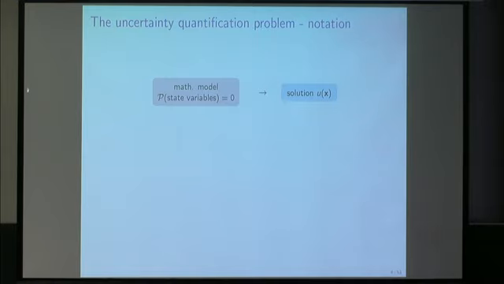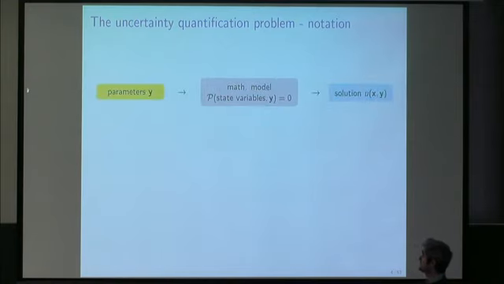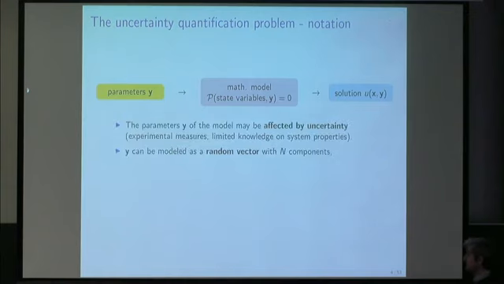throughout my slides, the mathematical model is an equation P equals 0, and the solution is U, and X are spatial variables, so the spatial domain. And then, of course, because this is a UQ talk, parameters come in. So my solution is a function not only of the spatial variables, X, but also of a bunch of parameters, Y, that are supposed to be, of course, random. Otherwise, I wouldn't be standing here. And they are random for whatever reason.